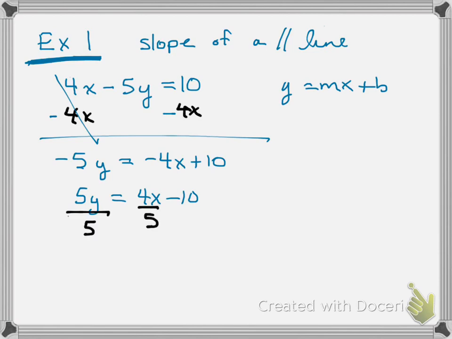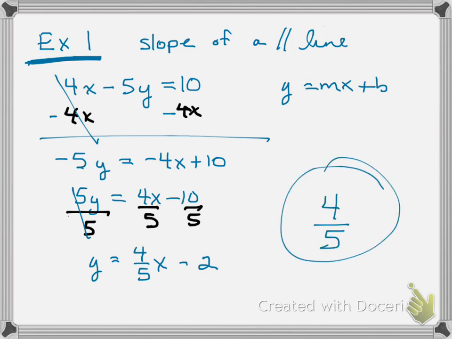I have to do it to everything. Divide everything by 5. 5 divided by 5 is 1. 4 divided by 5 does not come out even, so we'll just leave it 4/5. 10 divided by 5 does come out even, and there I have the equation of this line written in slope-intercept form. And the advantage of this is now I can see the slope. Clearly this line has a slope of 4/5. I'm supposed to give the slope of a line parallel to this. Well, remember, parallel lines have exactly the same slope, so my answer to this problem is 4/5. Any line that's parallel to this line will have a slope of 4/5.